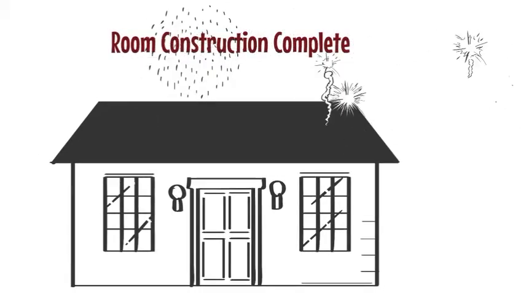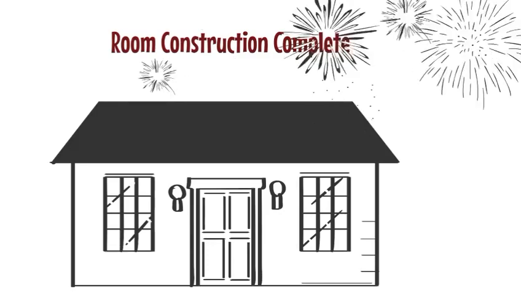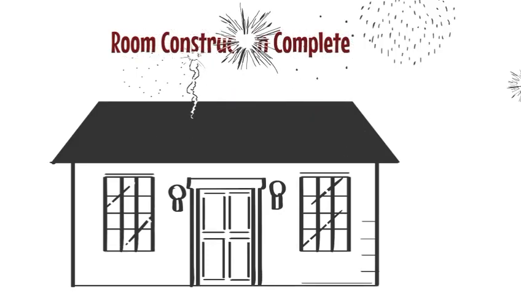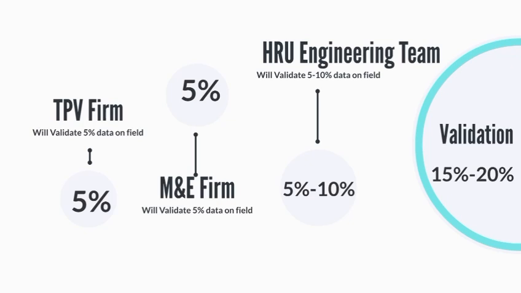Once completed, the same process will repeat. Once approved, the beneficiary will be marked as successful. During this process, the third-party validation, TPV, firm will validate 5% data, the MNE firm will validate 5% data, and the HRU engineering team will validate 5 to 10% data on field.